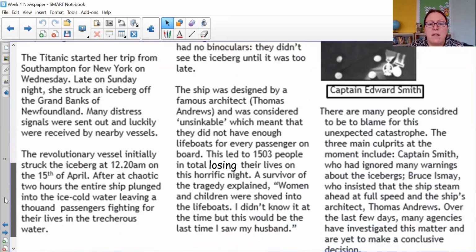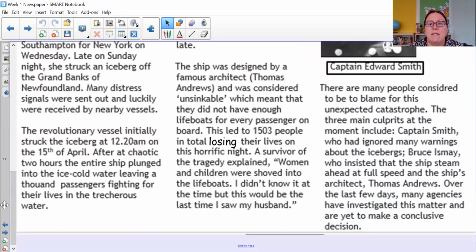The ship was designed by a famous architect, Thomas Andrews, and was considered unsinkable, which meant that they did not have enough lifeboats for every passenger on board. This led to 1,503 people in total losing their lives on this horrific night. A survivor of the tragedy explained, "Women and children were shoved into the lifeboats. I didn't know it at the time, but this would be the last time I saw my husband."